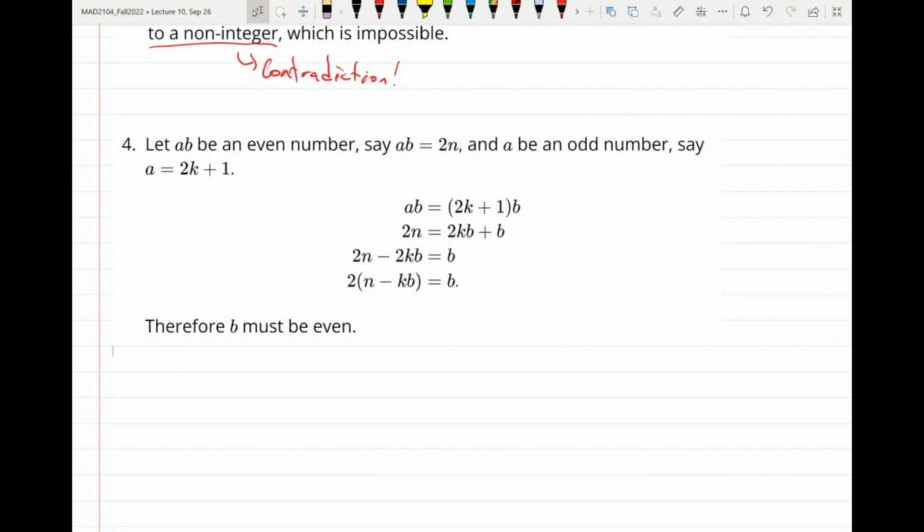All right, so A times B equals this expression, distribute. Now bring this guy over here. So we get that B equals 2 times this parenthesis. Now everything inside this parenthesis are integers, right? N is an integer, K is an integer, and B itself is an integer. So B is equal to 2 times an integer. This means that B is even. Exactly what we want. So this is okay. This is a valid argument. It's a valid proof. Did you understand this?